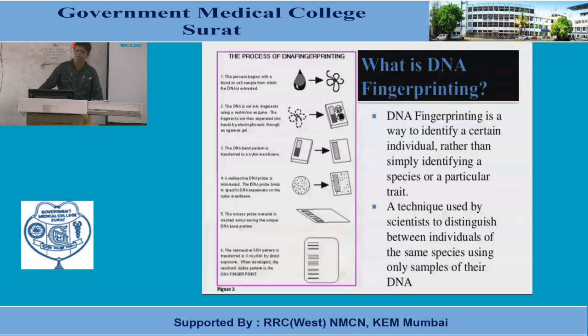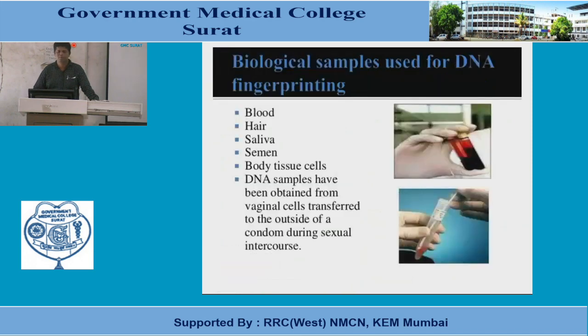DNA fingerprinting is a way to identify a certain individual, rather than simply identifying a species or particular trait. We know the DNA sequence from a crime scene; it comes in the next slide. It is a technique used by scientists to distinguish between individuals of the same species using only a sample of their DNA. From a biological sample, we can use DNA fingerprinting.